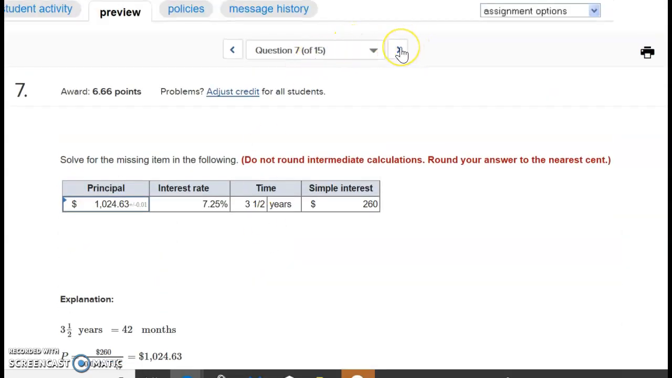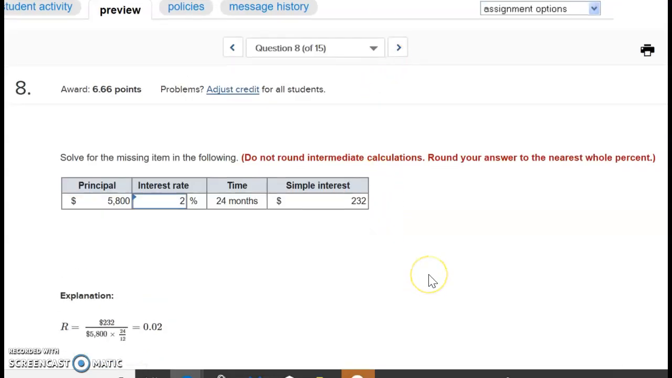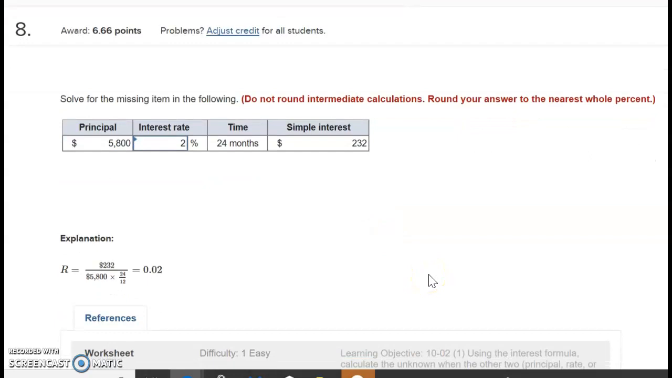All right, next one. Okay, and this one is solving for the rate, number 8. So the formula for solving for the rate is rate equals interest over principal times time. So again, we're just going to fill in. Here's the interest over the principal times time. The time is 24 months.